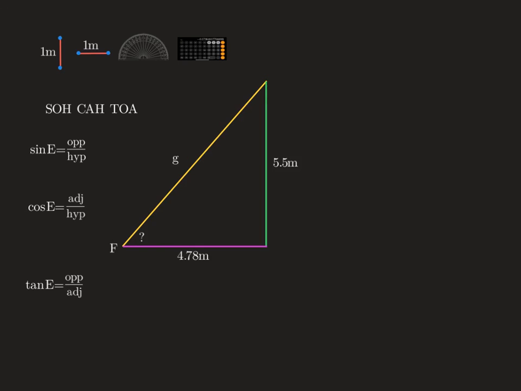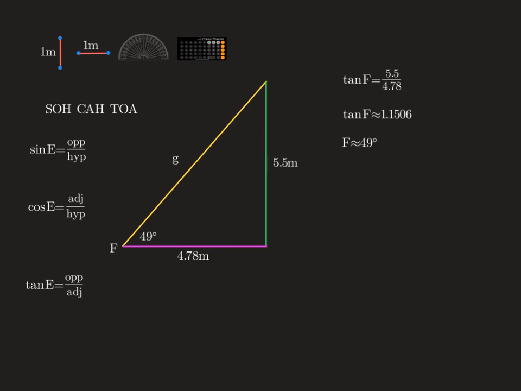All right, we know the tangent is just the slope, which is the rise divided by the run. So I could just say that tan of F equals 5.5 divided by 4.78. So the tan of F is equal to approximately 1.1506. And if you take the tan inverse of that number, you will see what F is. F is approximately 49 degrees.